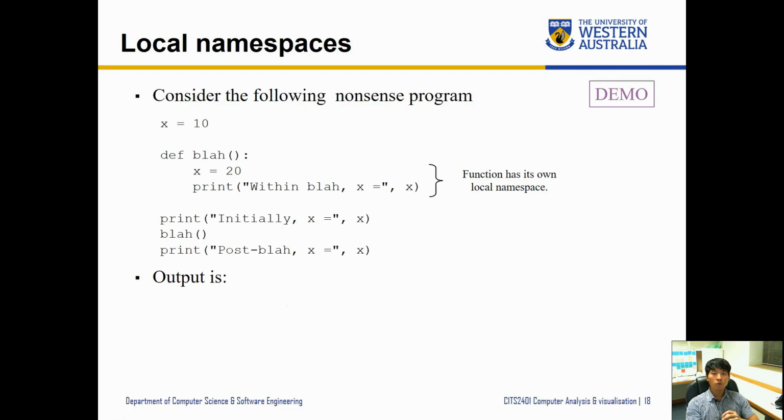Okay. Local namespaces, so this is an important concept, right? Because you cannot access all the variable names which may not be public to other functions. Okay, so consider this following nonsense program. We have x equals 10, def blah, x equals 20, print within blah x equals x. This function has its own namespace, and then print initially x equals that, blah, print post blah x equals whatever. Okay, what do you think the output is?